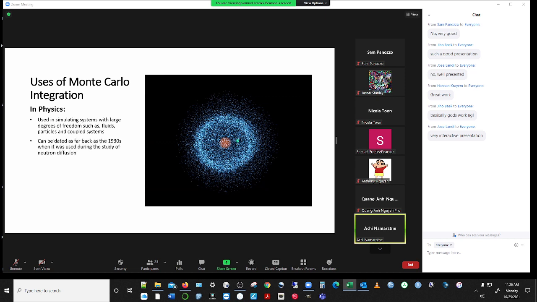It can be dated as far back as the 1930s, where it was first used in the study of neutron diffusion. However, its most interesting use case is its role in the design and development of nuclear weapons. The method played a central role in the Manhattan Project in the 1940s, as well as Los Alamos in the 1950s during the development of the nuclear bomb and the hydrogen bomb, respectively.